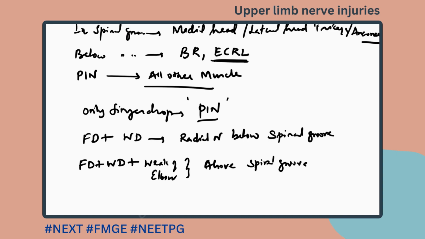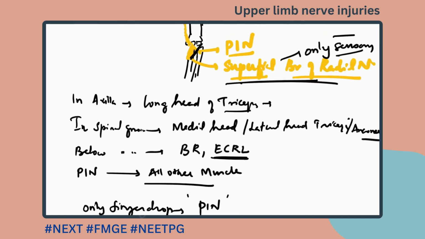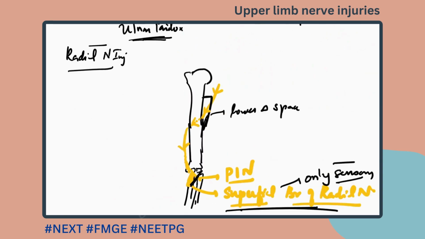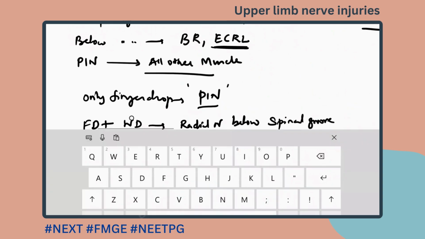If all the things are lost, the injury is in the axilla. In the axilla. Can you understand this? You have seen how the muscle supply goes. So it occurs like this. So depending upon the lesion where it happens, the radial nerve will have its manifestation.